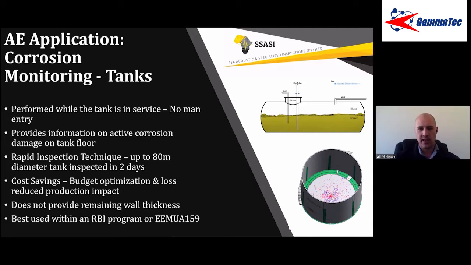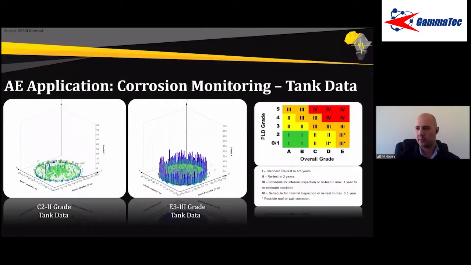We are able to provide you acoustic emission data and recommendations based on a database of thousands of tests, but we won't give you the wall thickness. There are methods of detecting and quantifying corrosion rates in the lab, but in the field, it simply does not work at this point. And this is very effective when used with an RBI program or the EEMUA 159, which is a bit more progressive than the 653, has provisions for acoustic emission.